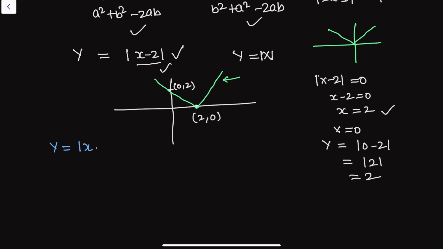At the same time, let's say you have to plot the graph of y = |x − 3|. To plot this graph, simply translate the y = |x| graph 3 units to the right side. So the graph would go kind of in this way. This point would now be (3, 0), and this point (0, 3). So this is how we plot the graph of |x − 2| or |x − 3|.